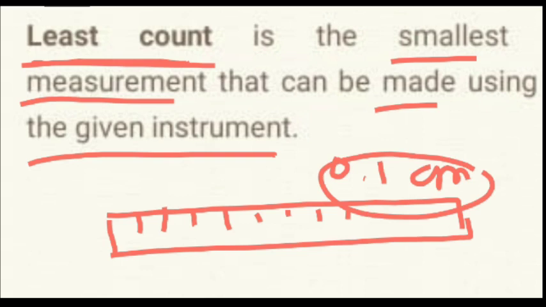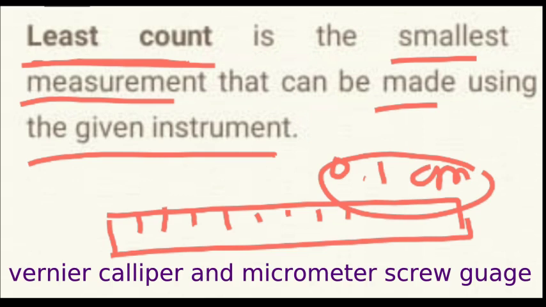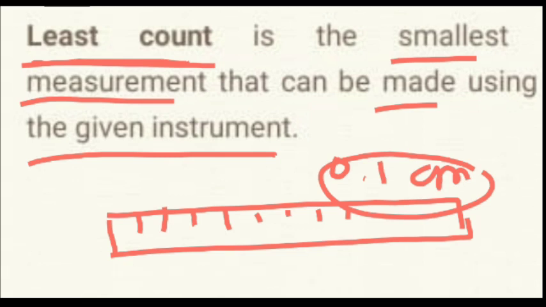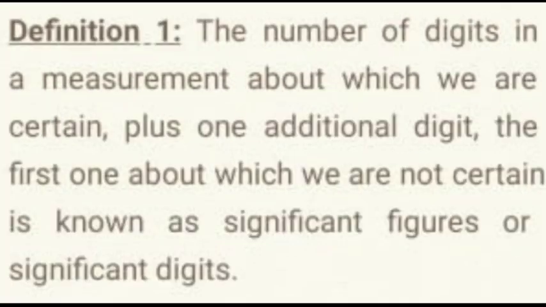Similarly, we can have the least count of other instruments. We are going to see in our practicals the vernier caliper, micrometer, and screw gauge. They also have some least counts, so we will see them in the practicals. Now we will see what a significant figure is.